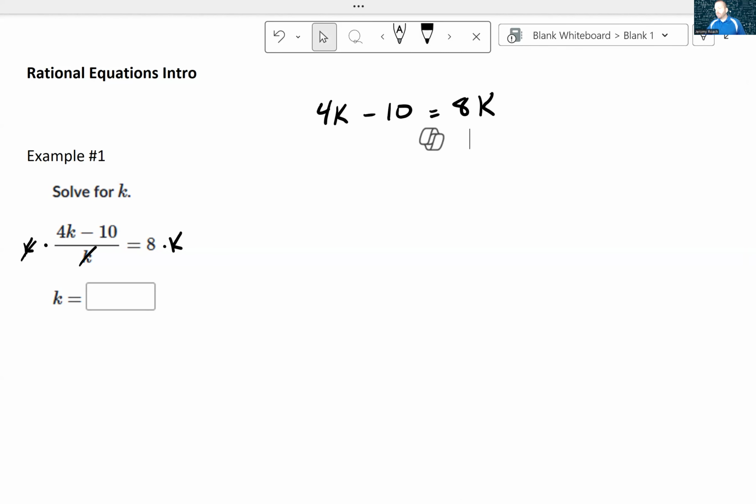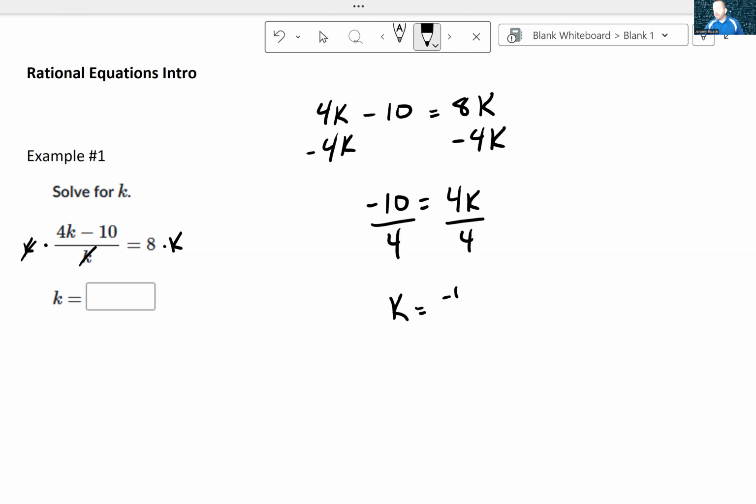And this is a simpler equation. If you're good with algebra, you probably know how to do this quite well. Just minus 4k on both sides. You get negative 10 is 4k. We're going to divide by 4 on both sides, and we get k equals negative 10 over 4, which equals negative 5 over 2. So that's our first solution there.